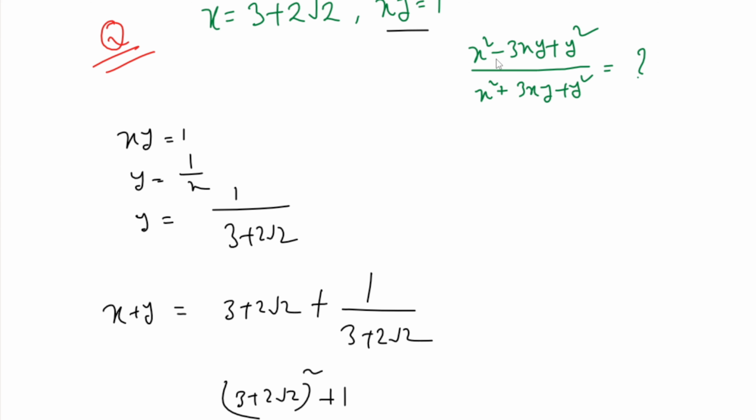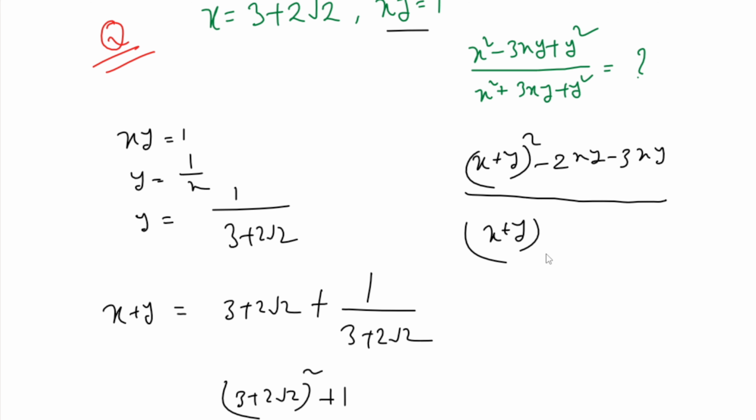Okay, x square minus 3xy plus y square, and x square plus 3xy plus y square. Now if we do this in that way, x square plus y square means (x plus y) whole square minus 2xy, and this is minus 3xy, so minus 3xy. Similarly, for the denominator, x square plus y square equals (x plus y) whole square minus 2xy and plus 3xy.